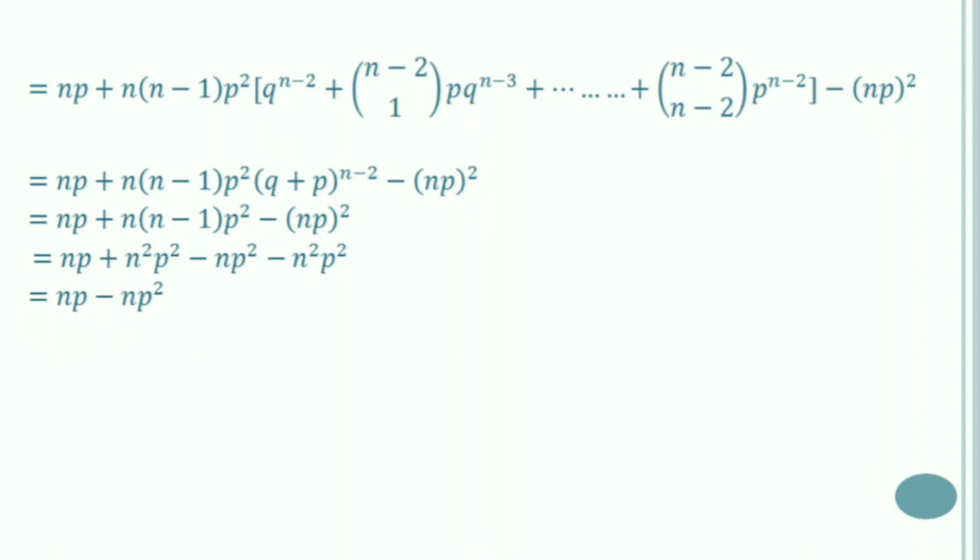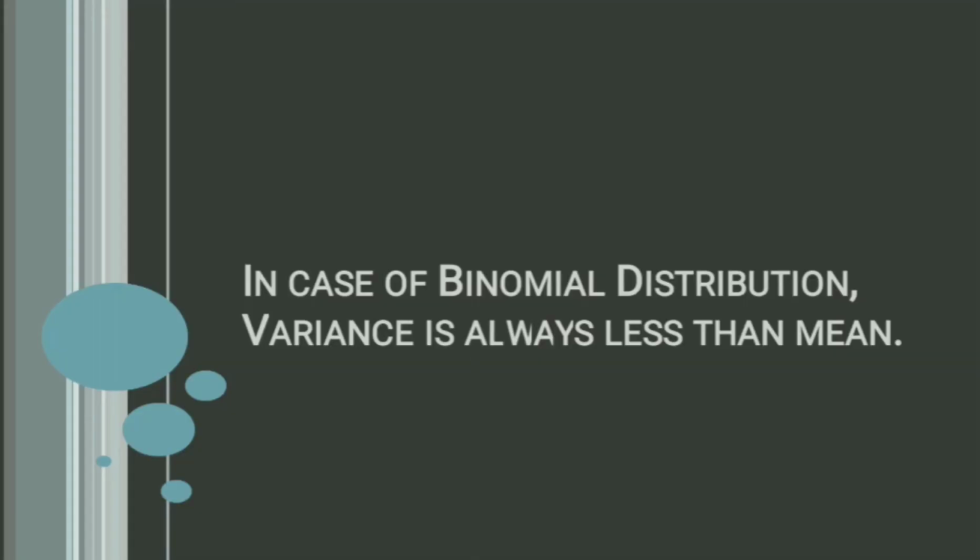There is one important relationship between mean and variance of binomial distribution. Variance of binomial distribution is always less than mean. You try to do this.